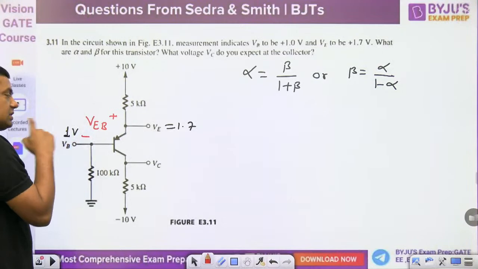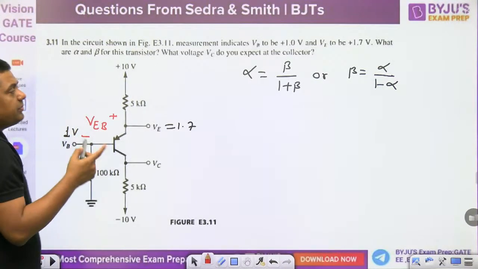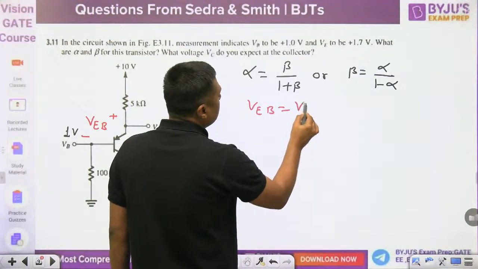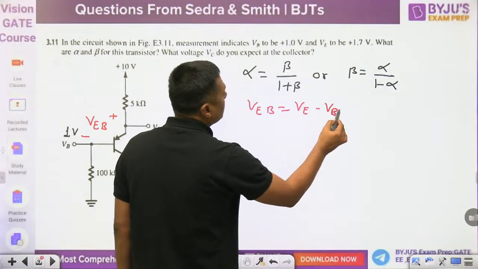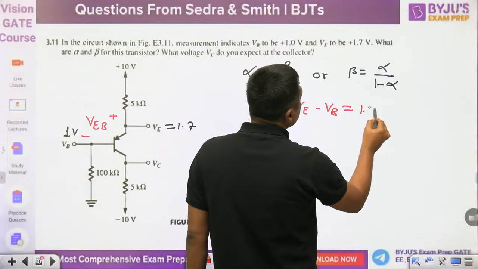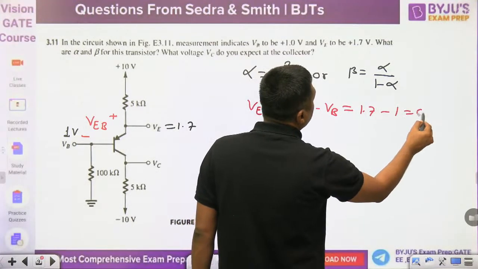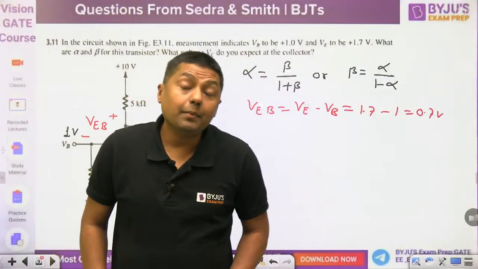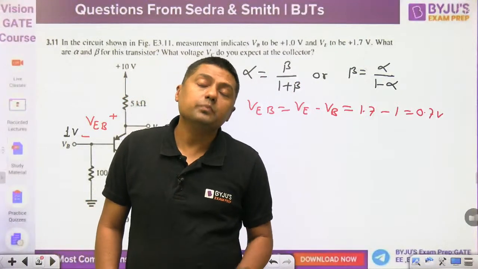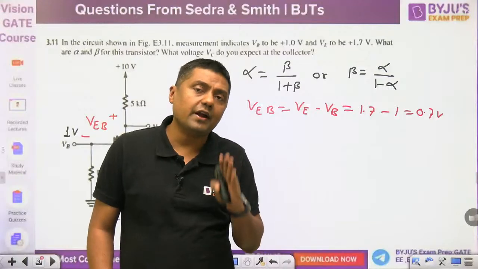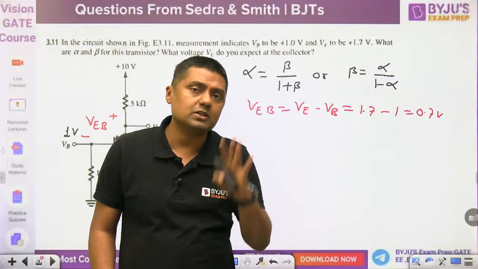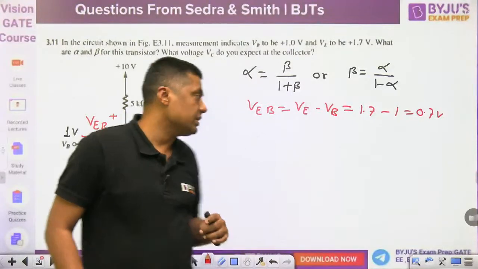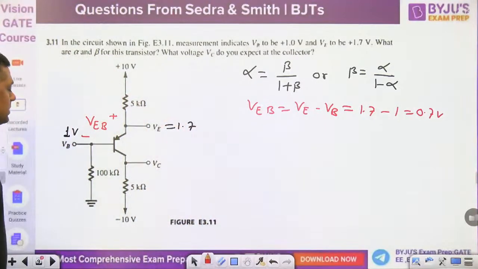VEB. In an NPN transistor it is VBE, in a PNP transistor it is VEB, and that should be positive. VEB is nothing but VE minus VB, 1.7 minus 1, that is 0.7 volt. Again, it is in active region, because the emitter junction is forward biased, which means it is not in cutoff. It may be in active region or it may be in saturation region, so we are assuming that it is in active region.